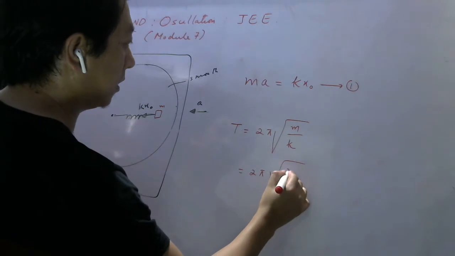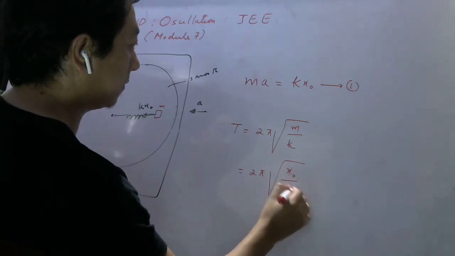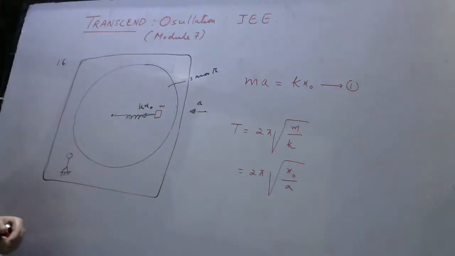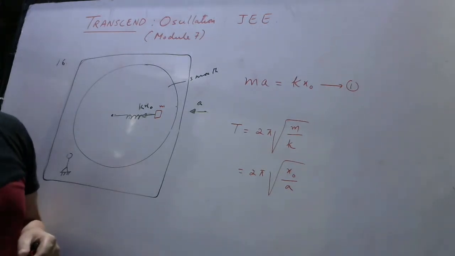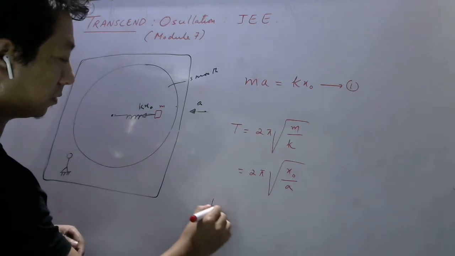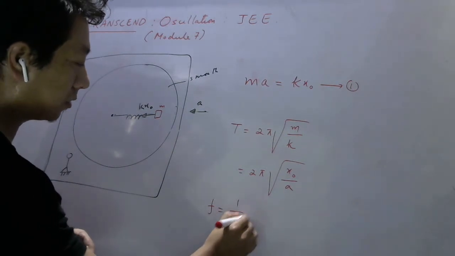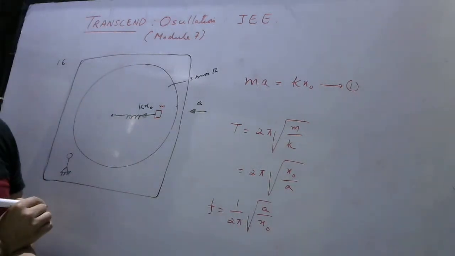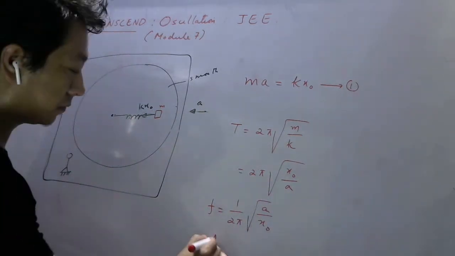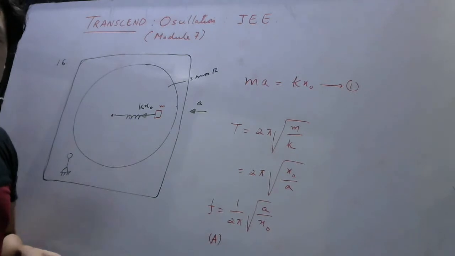M by k will be x naught by a. So x naught by a means, which is the right option? They are asking frequency, so frequency will be the reciprocal, 1 by 2 pi root over a by x naught. So the right option would be option A. So nothing much is there.